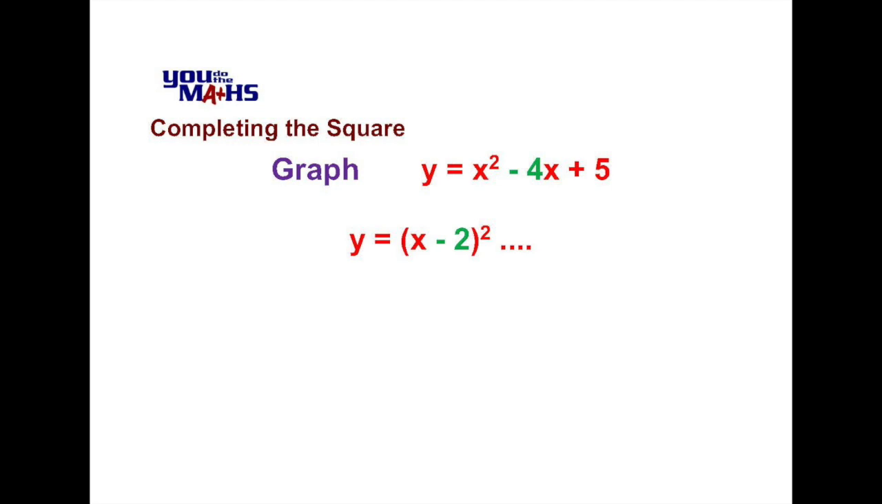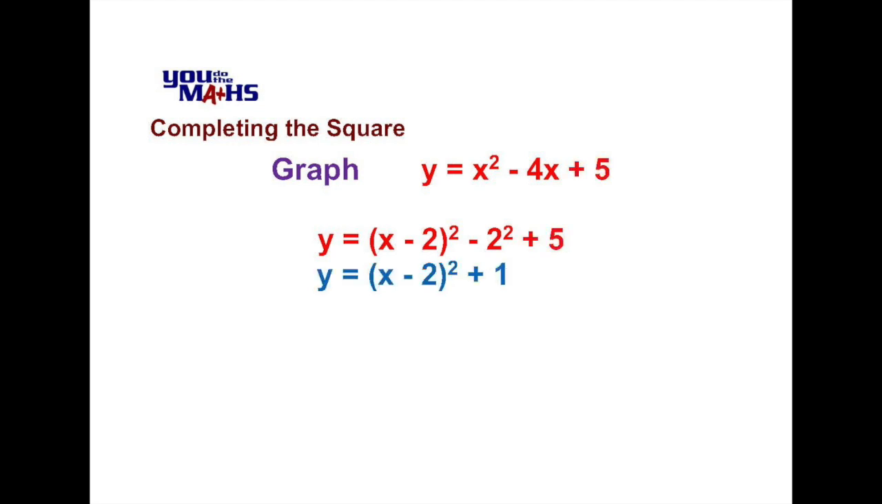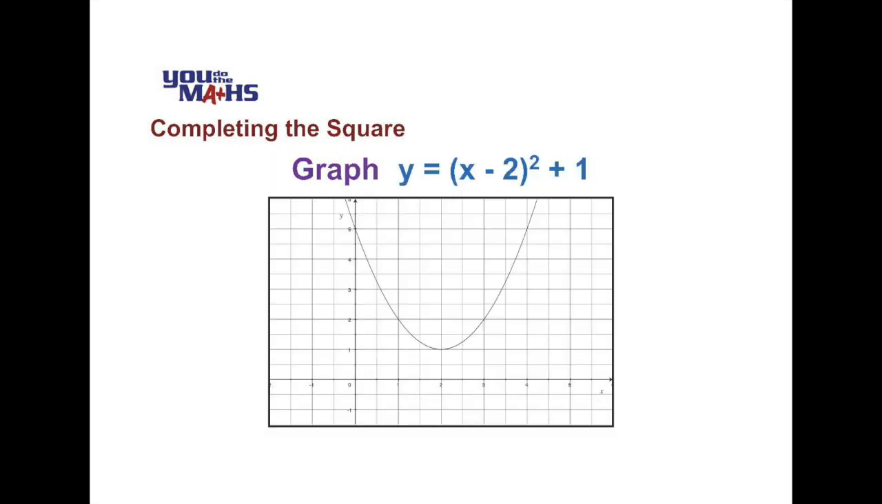And the dots indicate that there's more work to be done. So the next thing we do is we subtract the value in the bracket squared, so in this case minus 2 squared, and then we add the constant at the end, so that's the plus 5. And if we simplify that, we're left with the equation y equals (x - 2) all squared plus 1.